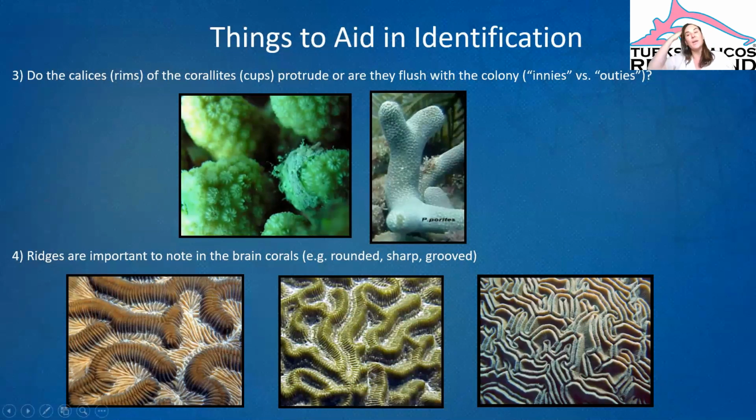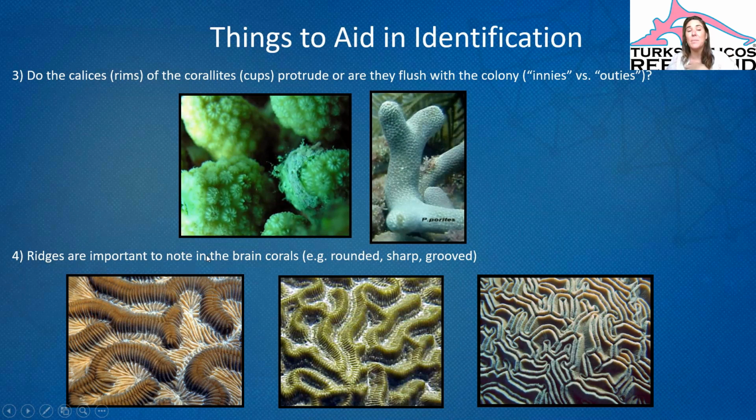So again, another thing, depending on what species, and this will be as you learn more and more about coral identification and reef ecology, these may come in more handy. Point number 3, again from the University of Florida, talks about the calyces of the corallites, the rims of the corallites or cups. Do they protrude or are they flush with the colony? The reason for this is that most of the corals in the genus Porites are flush. They have innies versus outies. So these are little things that you can look at depending on which species you're trying to identify.